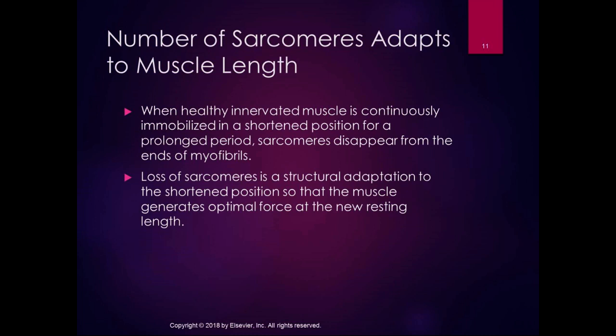So if a person, say they're in a cast, or a cast boot even, and they're maintaining 90 degrees of elbow flexion for 2 months, or in a cast boot, they're maintaining slightly less than neutral dorsiflexion for 2 months, their muscles will lose sarcomeres. And so the loss of sarcomeres is a structural adaptation to that shortened position. And that's so the muscle can have the proper length-tension relationship to generate optimal force at the new resting length.